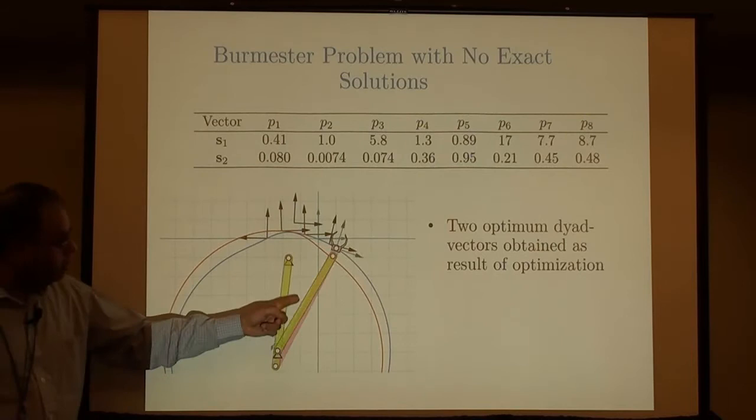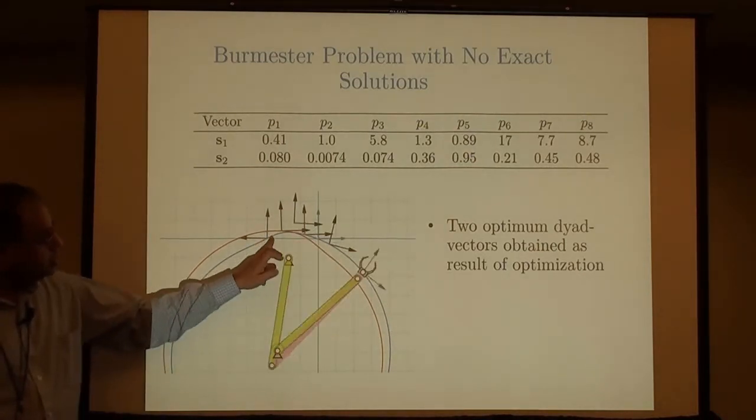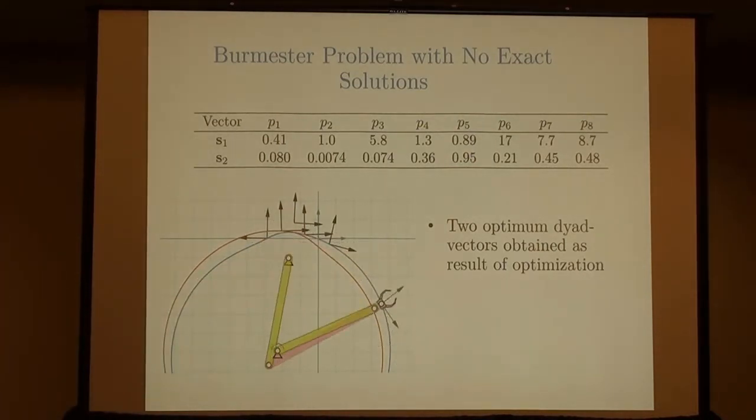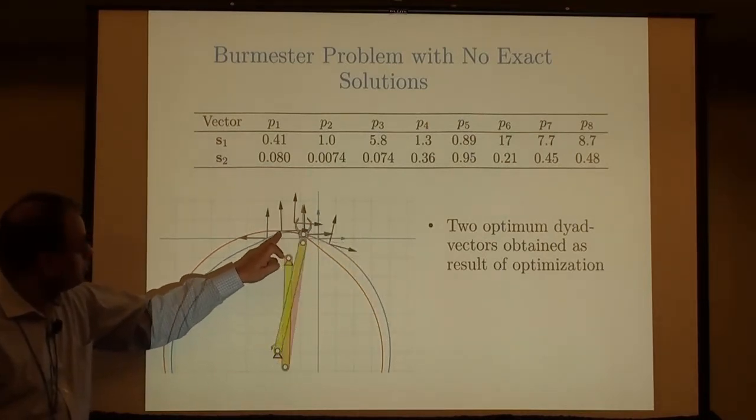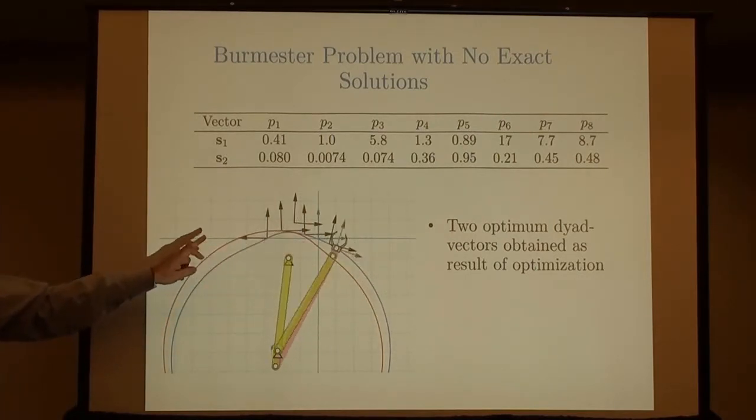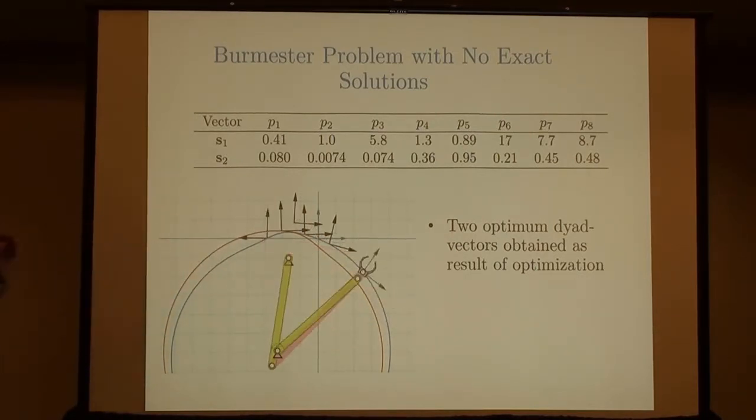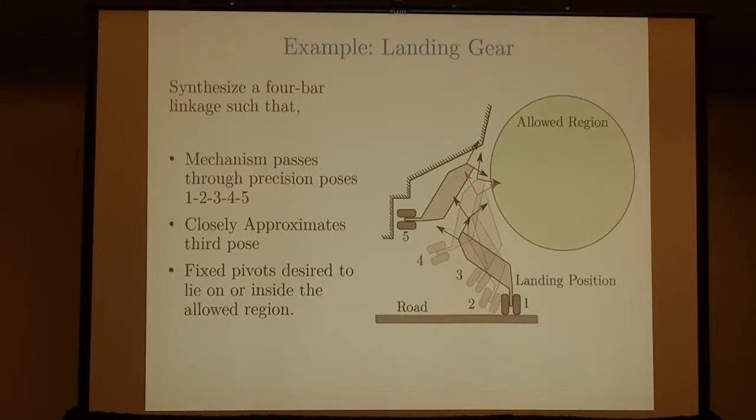And it turns out we can now find two dyads, and you can see over here how 1, 2, 4, and 5 are on one of the circuits. Actually, I can see one of them is on the other circuit. So we still have a circuit defect here, but the third one is slightly away, right? Okay. All right, this is the landing gear problem.